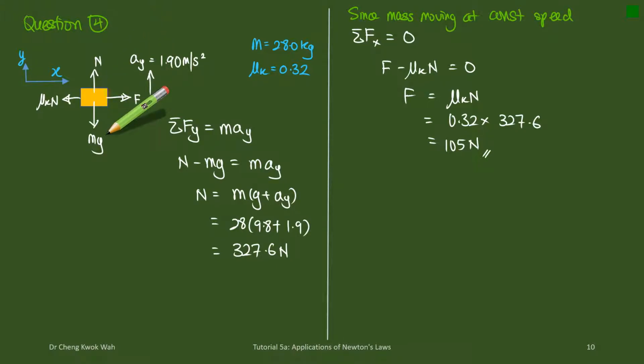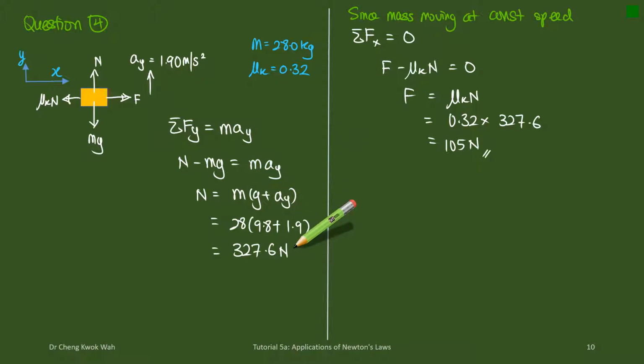We are given the fact that there is an acceleration a_y equal to 1.9 meters per second squared pointing up in the positive direction. So we first apply Newton's second law in the y direction. Summation of forces in the y direction is equal to ma_y. N minus mg is equal to ma_y. From here, we can easily solve for our normal force N.